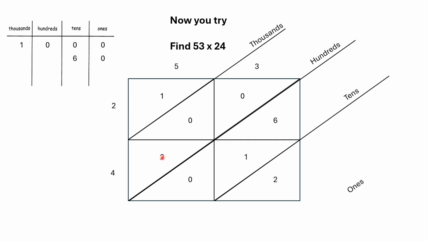In this bottom corner square, we have a 2 in the hundreds place and a 0 in the tens place. So that gives us a value of 200. And finally, for our last box here, we have a 1 in the tens place and a 2 in the ones place. That will give us a value of 12. I'm going to go ahead and add up my partial products here. And I got 1,272. So now we know that 53 times 24 has a product of 1,272.